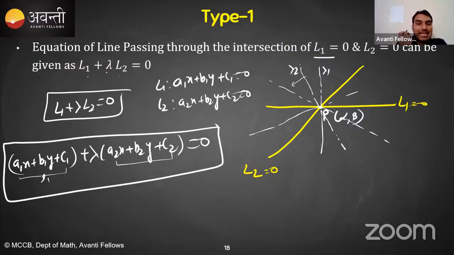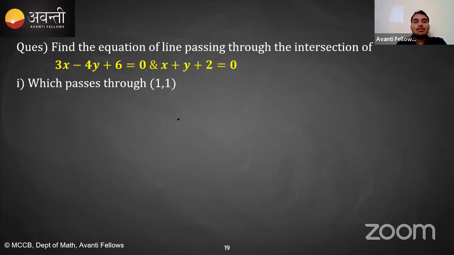But the one thing that will not change is that the line will be passing through the point P (alpha, beta), which is the point of intersection of L1 and L2. Is this clear, students? How many of you understood this? Tell me quickly in the chat box. If it is clear, now let's solve some questions so that we can get practice on this idea.